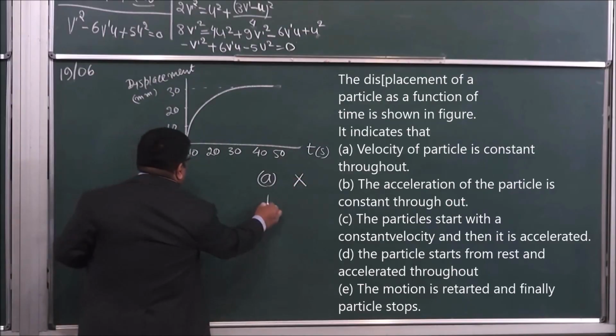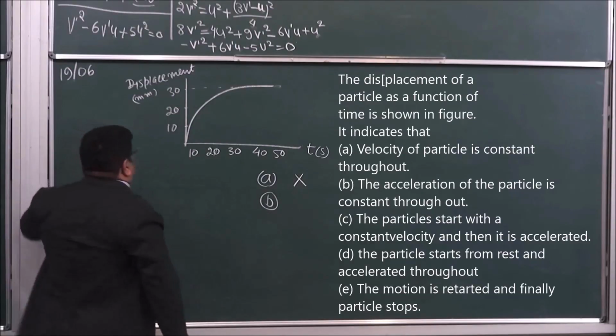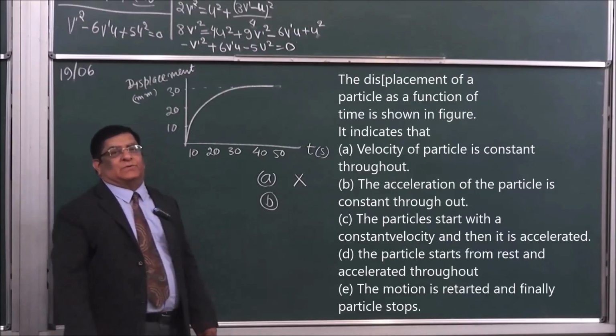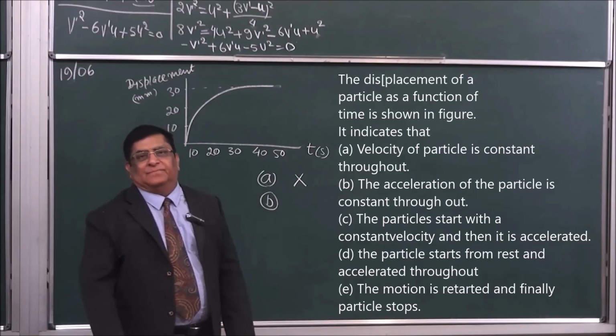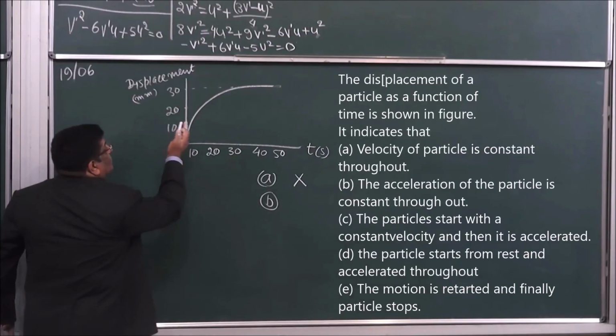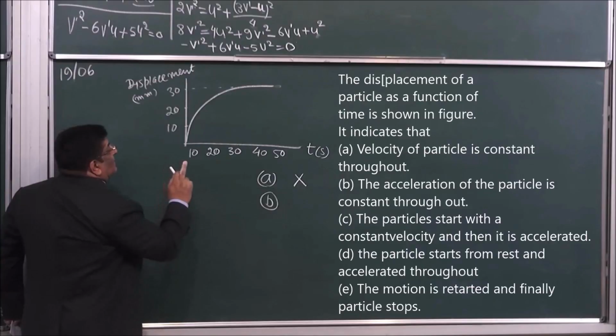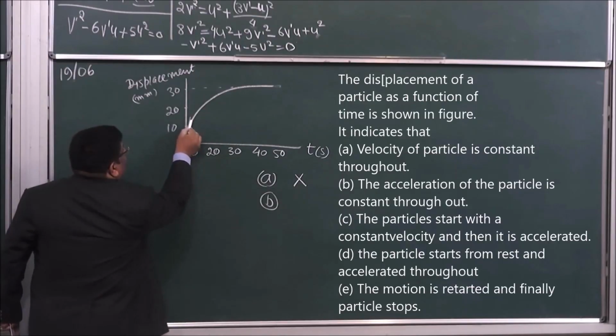Okay, option number B, that reads the acceleration of the particle is constant throughout. If acceleration is constant, that means velocity is changing and the velocity is changing uniformly. Here we find who is showing the velocity. Answer, slope is showing the velocity. Here slope is large, here slope is less. There is a change. Change is given by this curve.